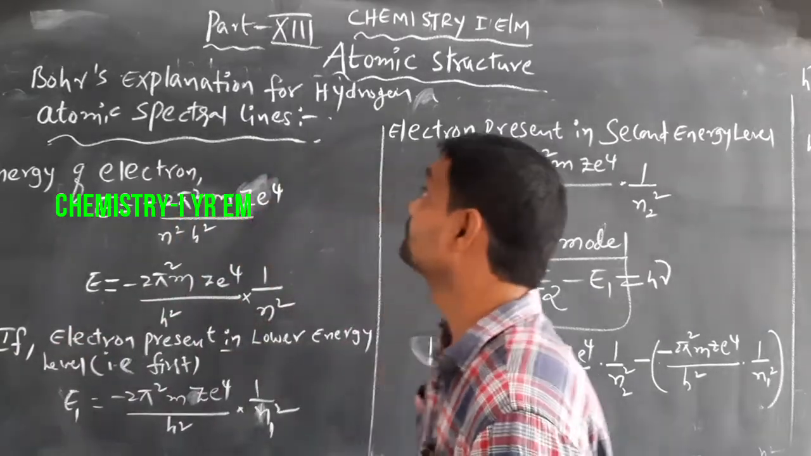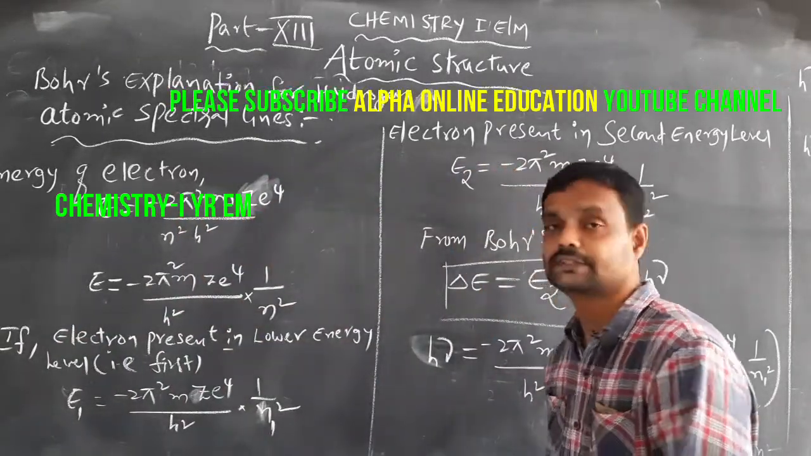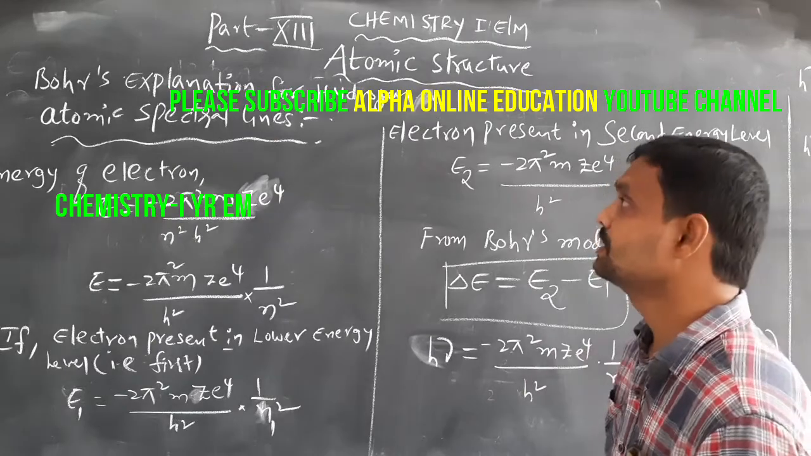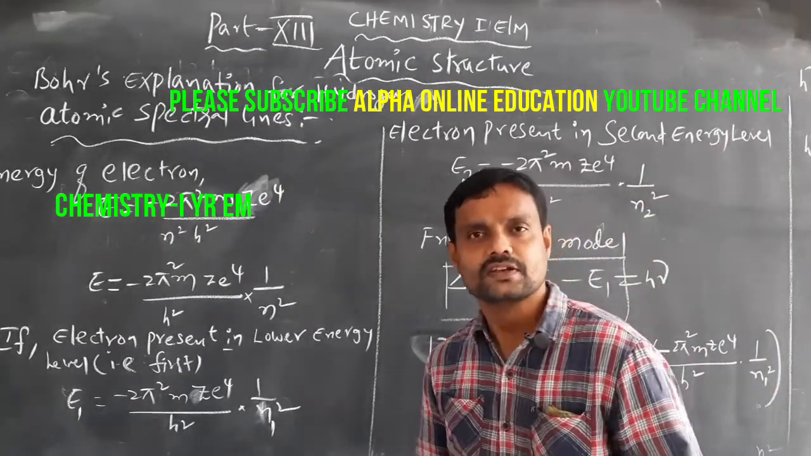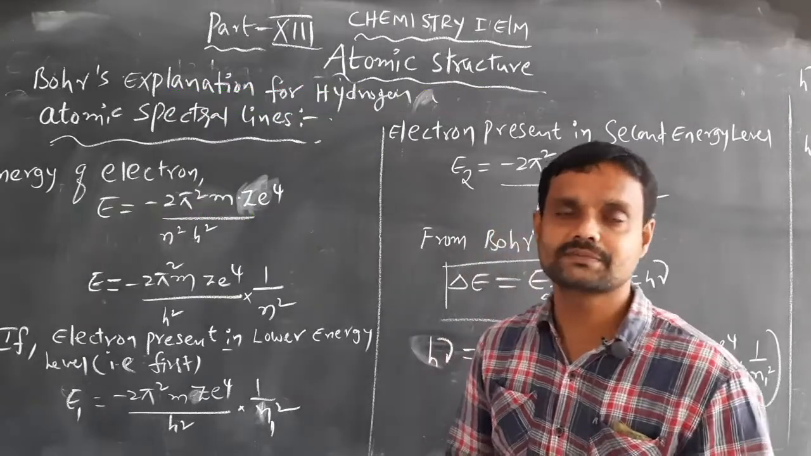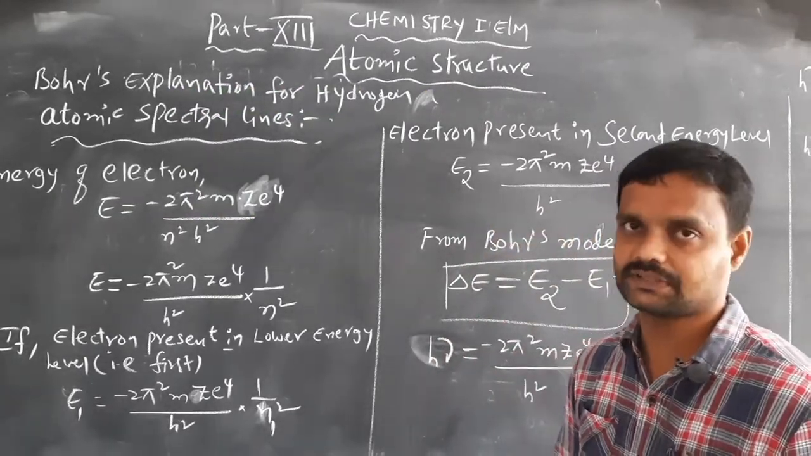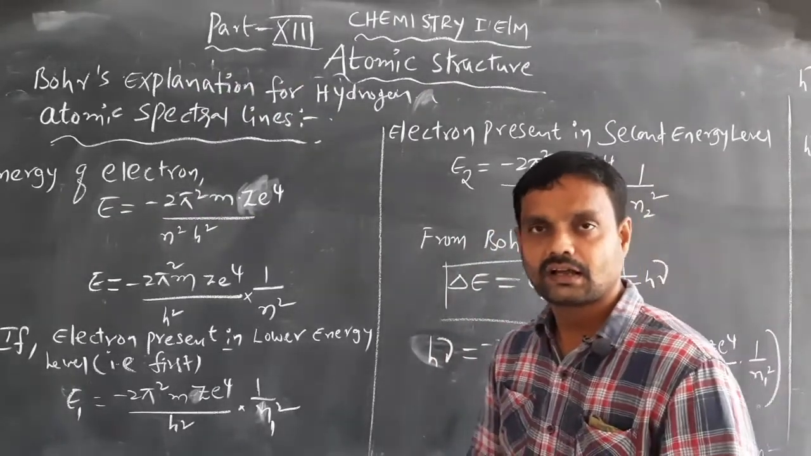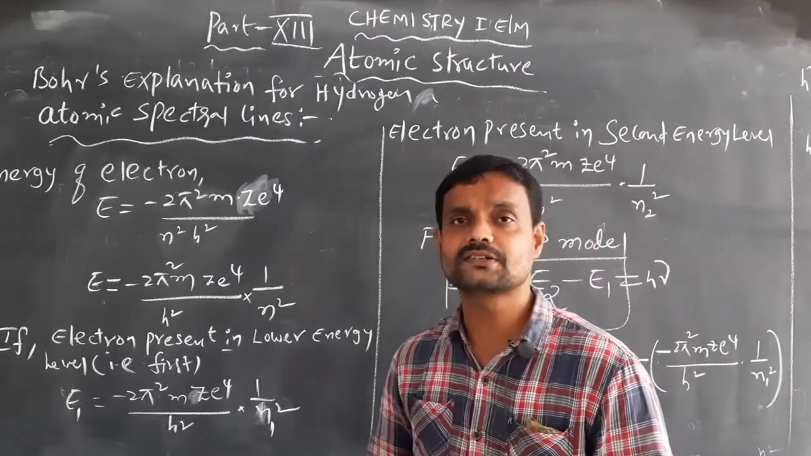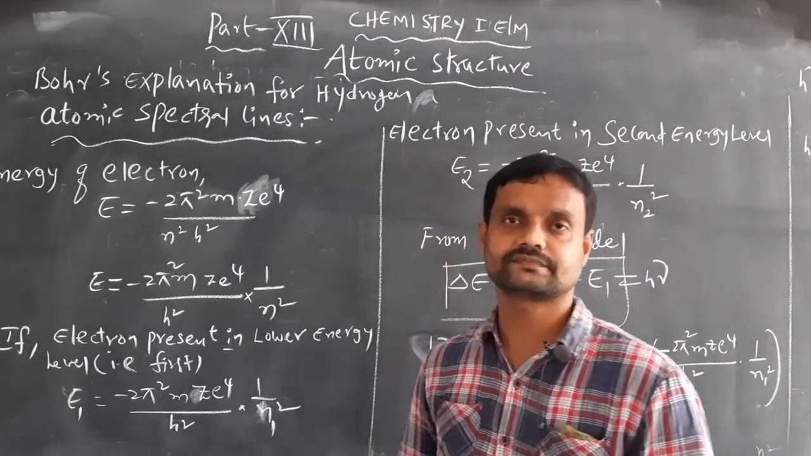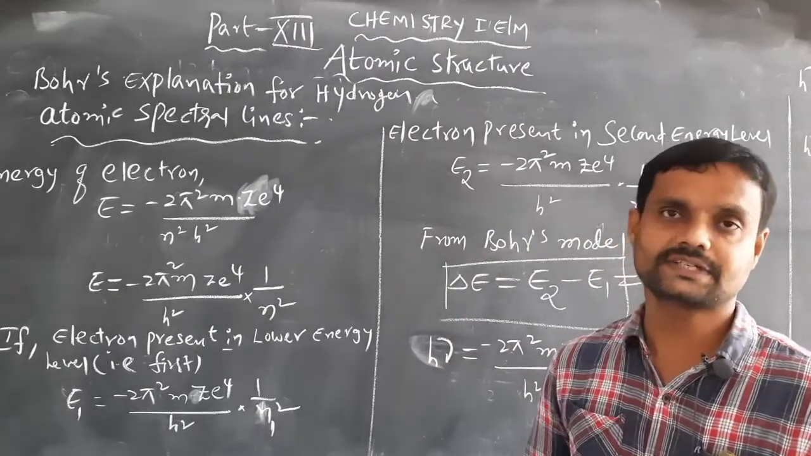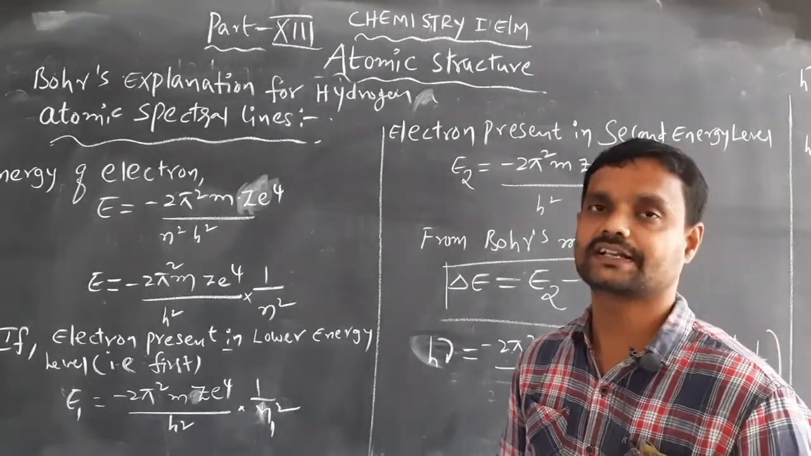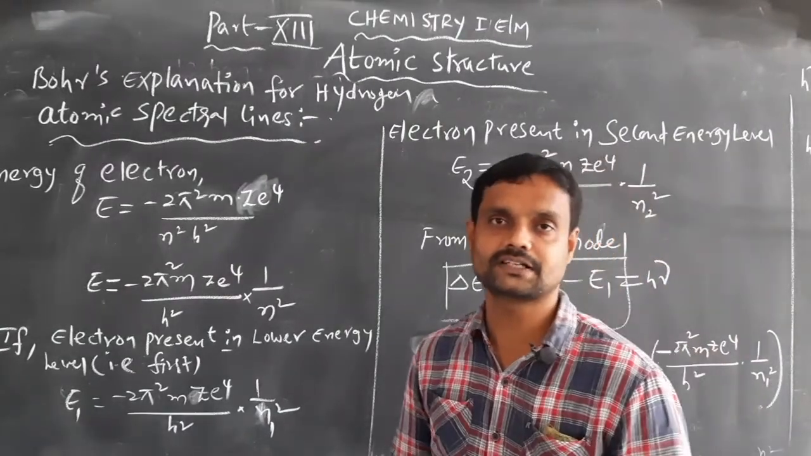So in this video, we will explain Bohr's explanation for hydrogen atomic spectral lines. Previously, we studied Bohr's atomic model, and that Bohr explained the hydrogen atomic spectrum, which is nothing but a single-electron ionic atomic spectrum. How he explained the hydrogen atomic spectrum, we already discussed.